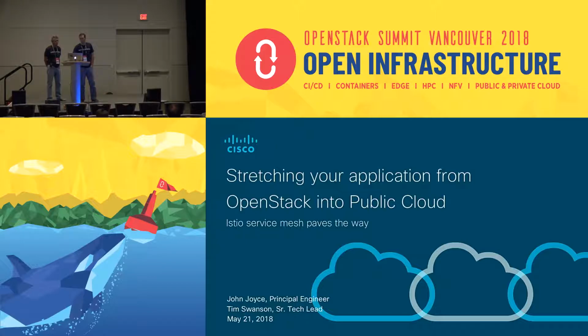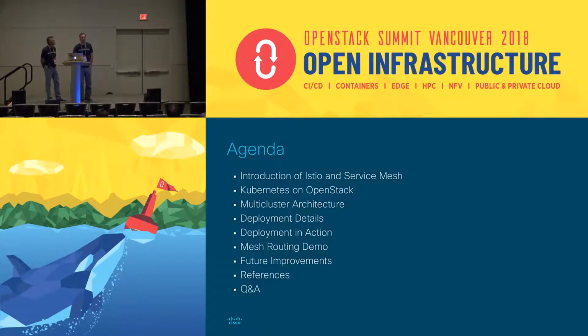So I'm going to bring us through the agenda here. We're going to start off with an introduction of Istio and service meshes in general, the idea of a service mesh. And we're going to go over Kubernetes on OpenStack, specifically the pieces that pertain to Istio. And then we're going to go through multi-cluster architecture. Istio in that environment has some specific requirements. And then we're going to go through a deployment of Istio in a multi-cluster environment. And we'll show a deployment in action. And we'll do a demo.